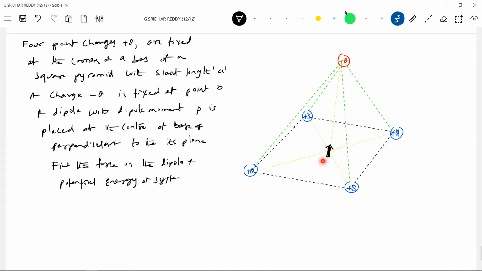A negative charge is fixed at O. Let me label the points A, B, C, D. Here a dipole of dipole moment P is kept. This will be the slant length, and this is the side length. This is a pyramid of square base.